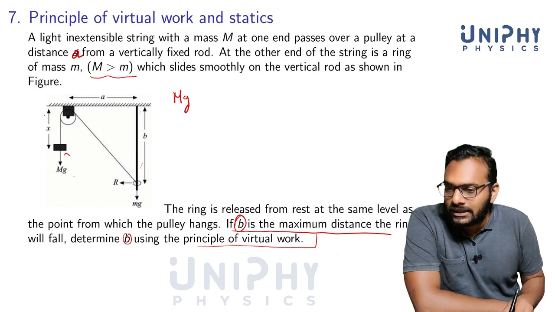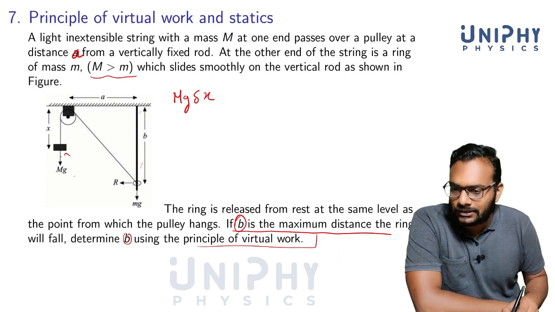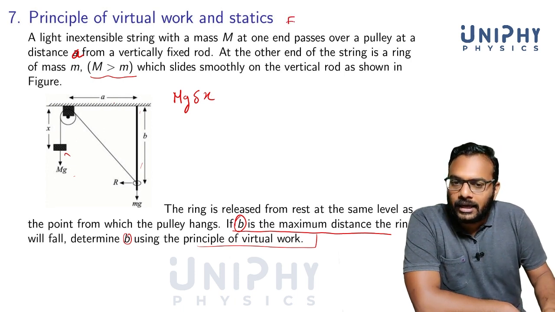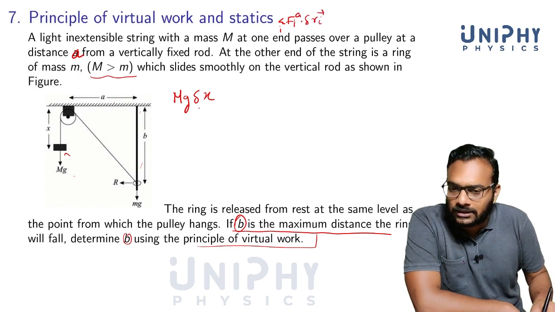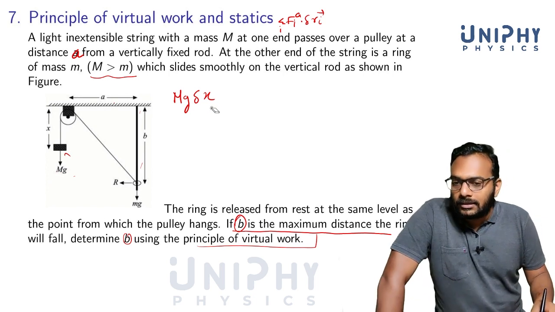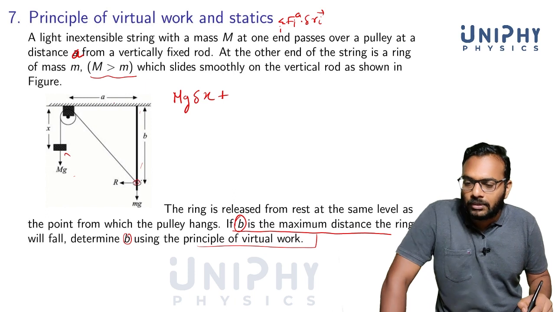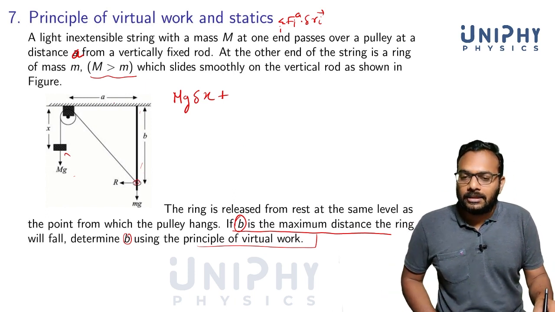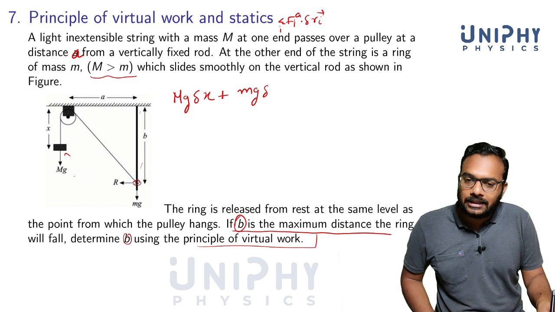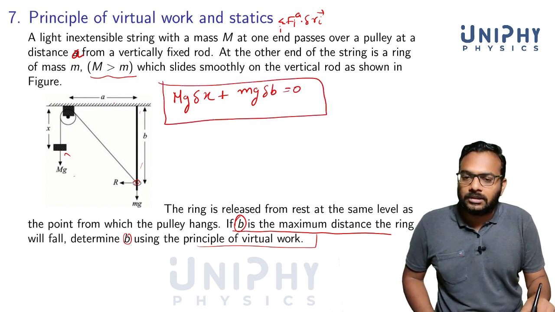If you write this sum, here there is a force Mg, and the virtual displacement corresponding to this we can write as delta x. So Mg delta x is the contribution from the virtual displacement of capital M. Plus, we write the virtual displacement of the ring as delta b. So Mg delta x plus mg delta b is equal to 0. That's what the principle of virtual work says.